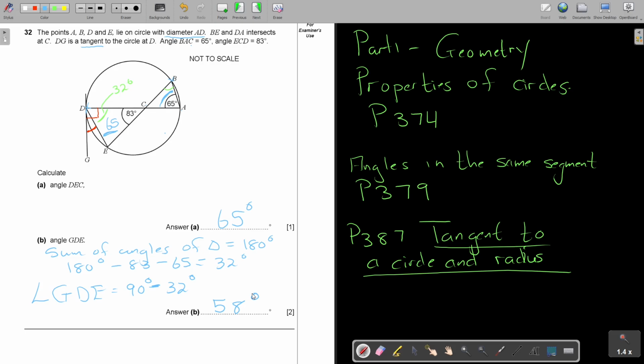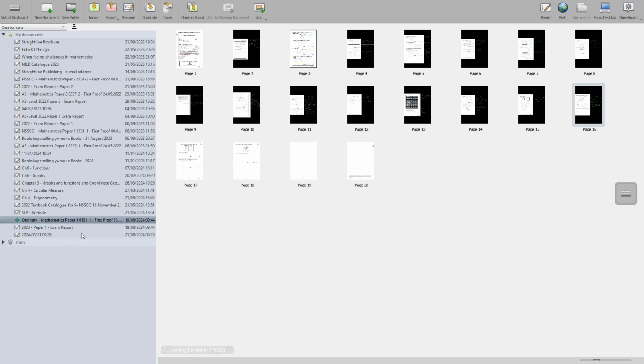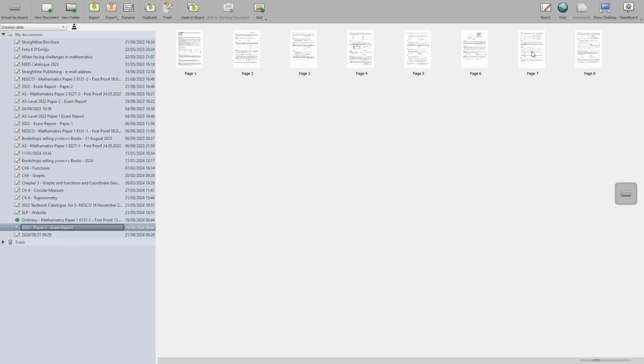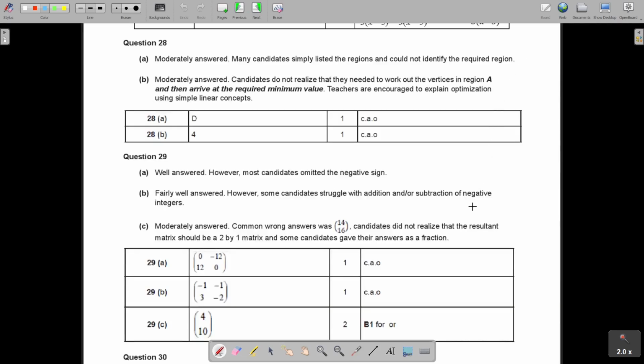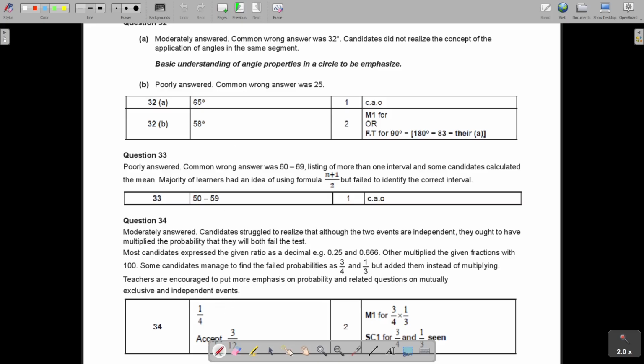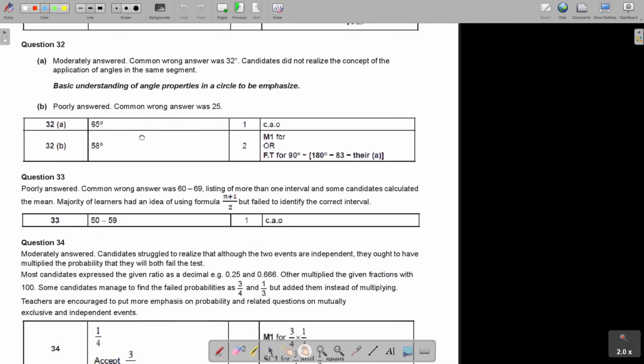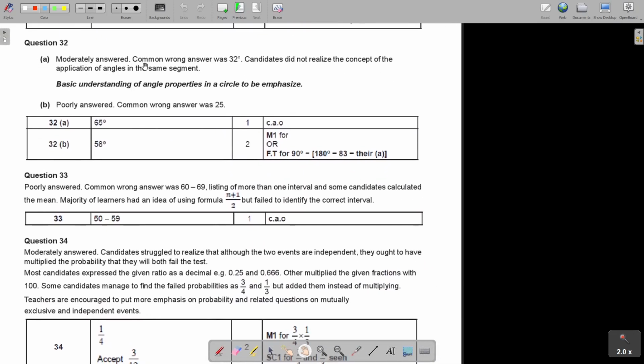Okay, let's go to the examination report first. So I'm seeing 32. This is moderately answered. The common wrong answer was 32, but that was 60. Candidates did not realize the concept of angles in the same segment. Basic understanding of angle properties in a circle to be emphasized. So go just through the basics.